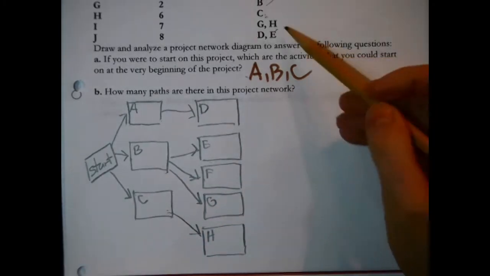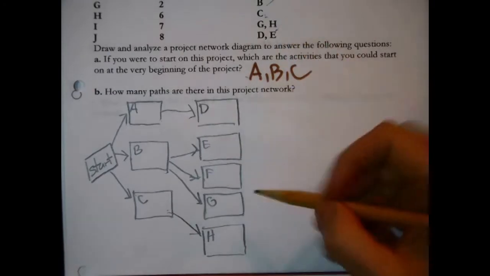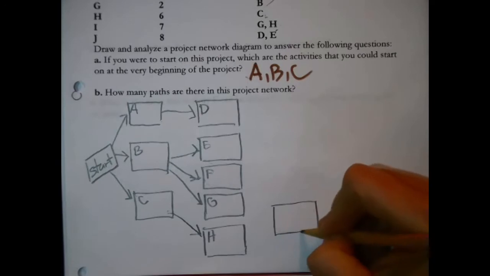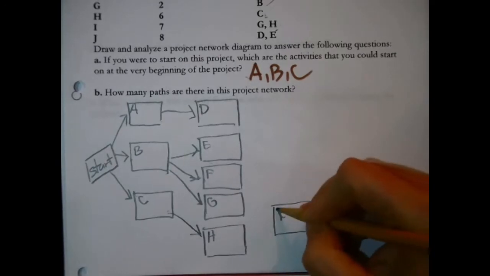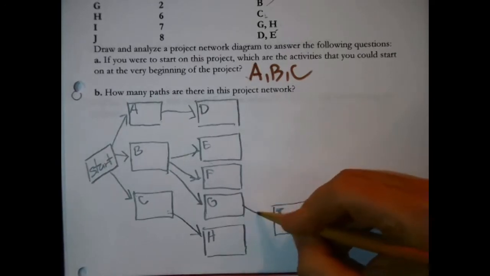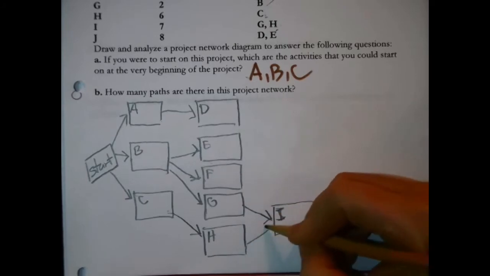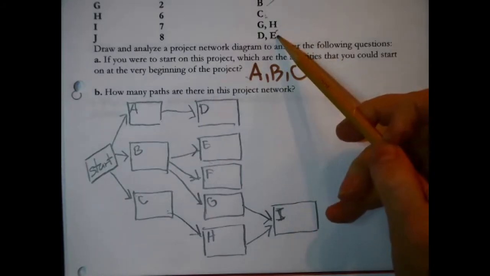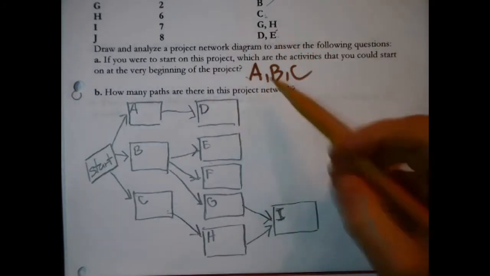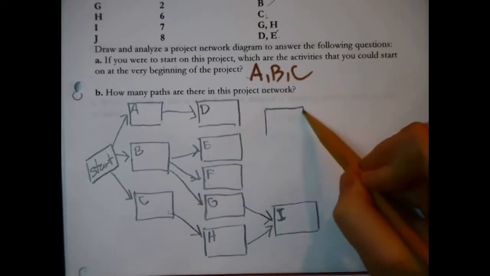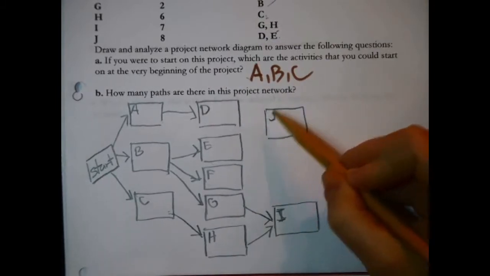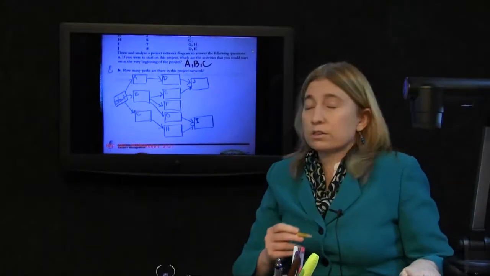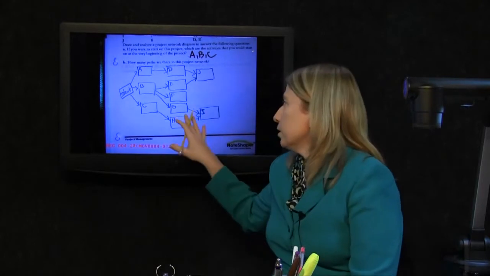Then I has G and H as immediate predecessors. So I should locate task I near G and H. This is task I. G, H. And then there's only one other one. J has D and E. J will want to be near D and E, so to speak. So I'll put it here. J has D and E. And at that point I've exhausted the list. I have all of the activities themselves.